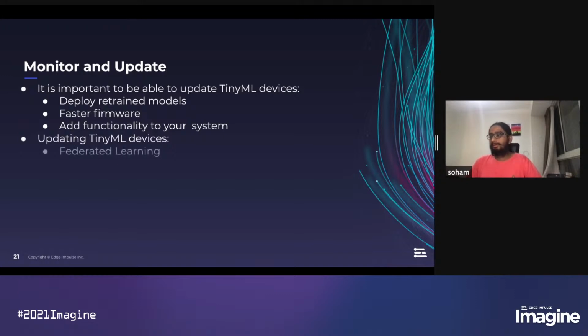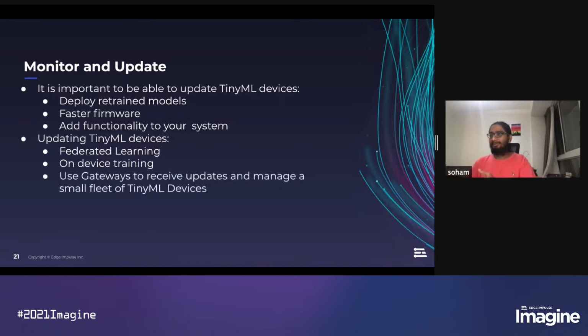by a few methods. The first one is federated learning, which is really cool, but there isn't really a lot of work being done in this area for TinyML devices. There's also on-device training that you can do to update your model. But this takes a lot of power and again doesn't work really well, and there's not a lot of work in this area. And finally, the easiest thing you can do is use gateways to just receive updates, and then that gateway sends data to a lot of TinyML devices.